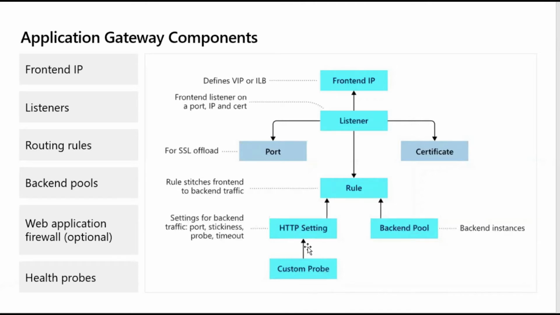So a rule is associated with these features. Application gateway has other features as well. With that, we can pretty much direct the traffic to the right applications.